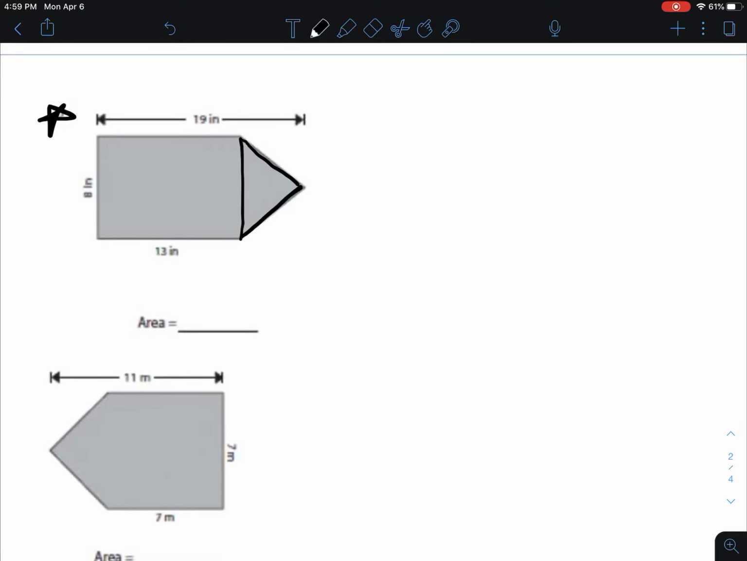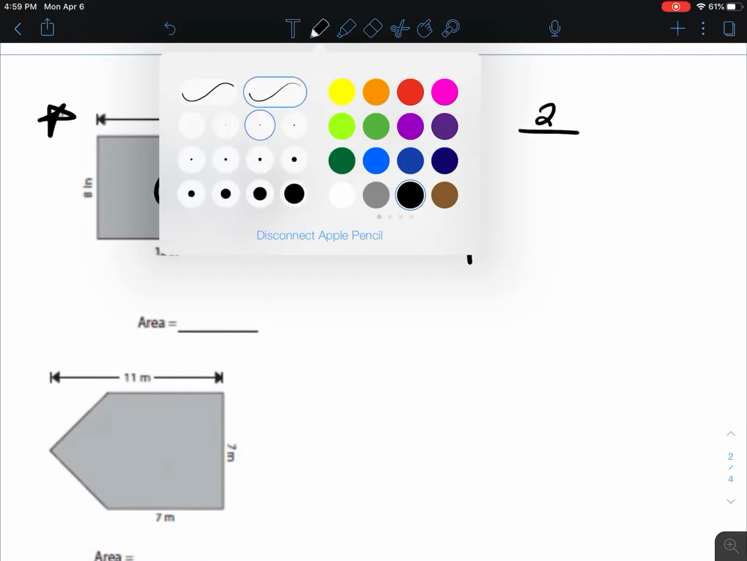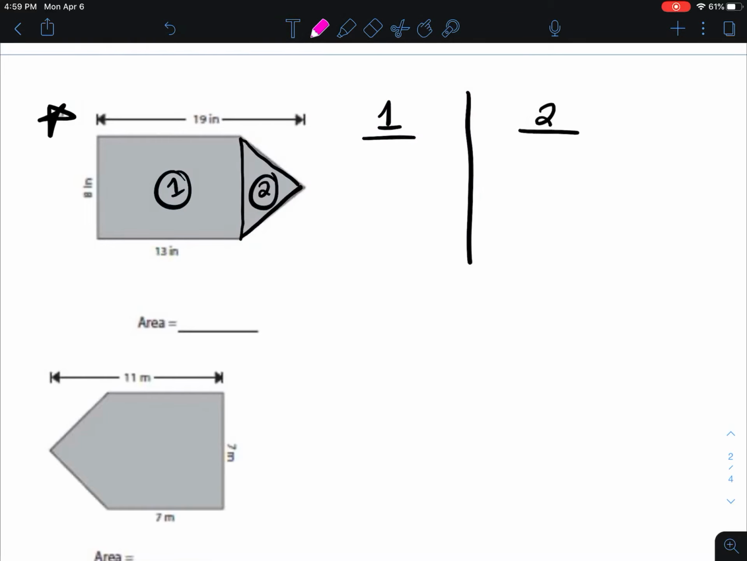Okay? So let's say I call this figure 1 and this is figure 2. Figure 1 is going to be here. I'm going to solve for the area of that. Figure 2 is going to be here. Again, I'm going to start using colors so you can see. I'm going to do the rectangle first because I like rectangles. Those are easier. So I'm going to go ahead and do that. And I'm going to solve for that.